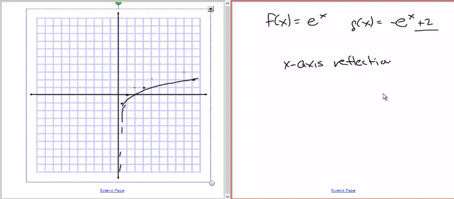And the plus 2, which is not inside here, it's not part of the exponent, but it's just added on, that's going to be plus 2 in the y direction. Now if I had e to the x plus 2 up here, then you'd have an x direction shift. Okay, so that's all I was looking for there.